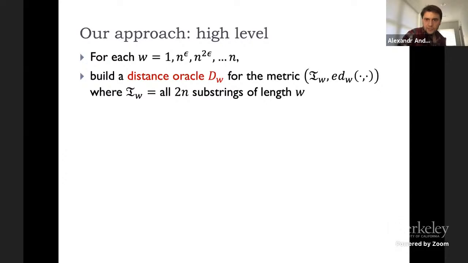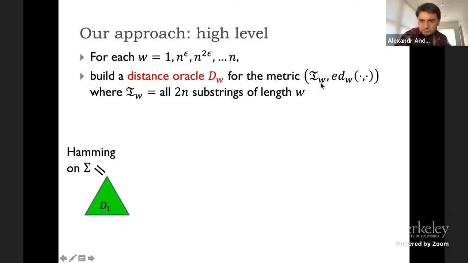For the entire metric, calligraphic I_W, this is all the substrings. So these are all the x_i's and y_j's of length W. And so we have a metric on all substrings of x and all substrings of y, and the metric between them is the edit distance. So it's a metric on 2n points, in a sense, with some distance.